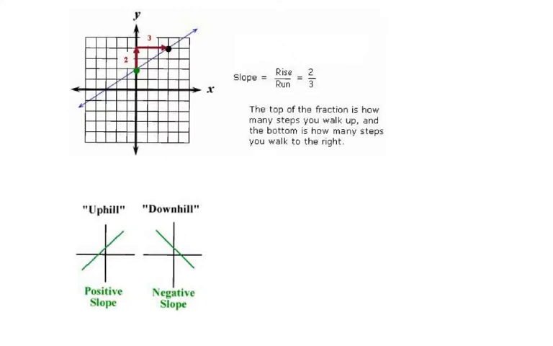So the way you're going to do that is on the line, you're going to find 2 points that cross at the corner of the square on the grid paper. So here they found the green dot and the black dot, and they counted up 2 and to the right 3. So that's a rise of 2 over 3. And then once you've counted the rise over run, you have to look at your line and decide if it's an uphill positive slope or downhill negative slope. This one's uphill, so you don't have to add in a negative sign. If it was downhill, you would.